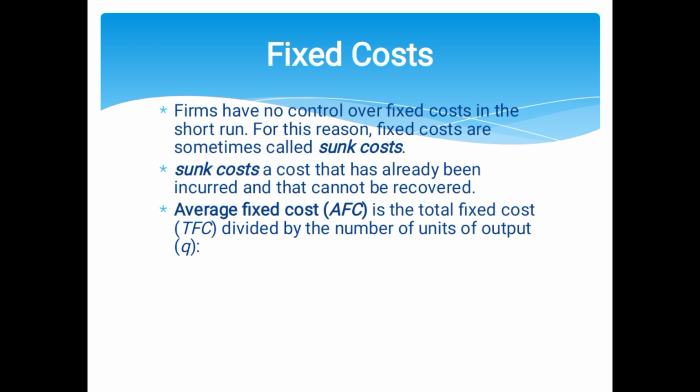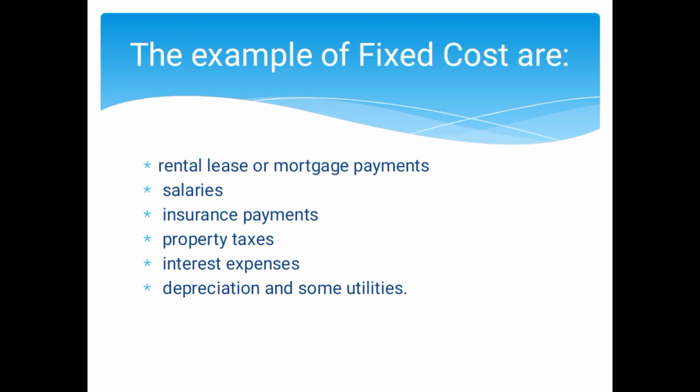Average fixed cost or AFC is the total fixed cost divided by the number of units of output, which is the letter Q. So average fixed cost is equals to total fixed cost over number of units of output. The examples of fixed costs are rental lease or mortgage payments, salaries, insurance payments, property taxes, interest expenses, depreciation, and some utilities.